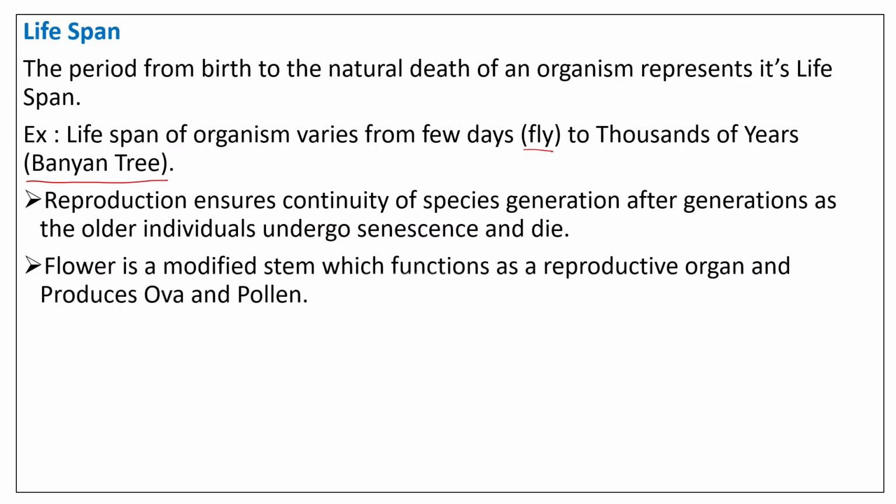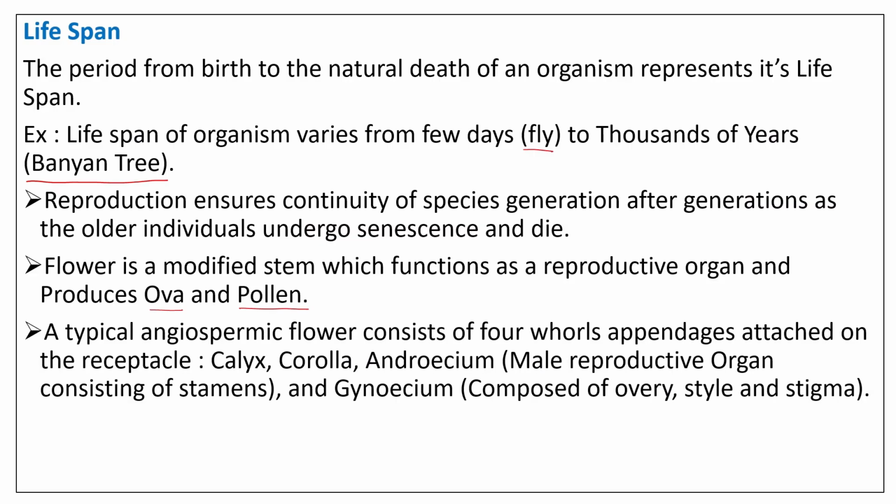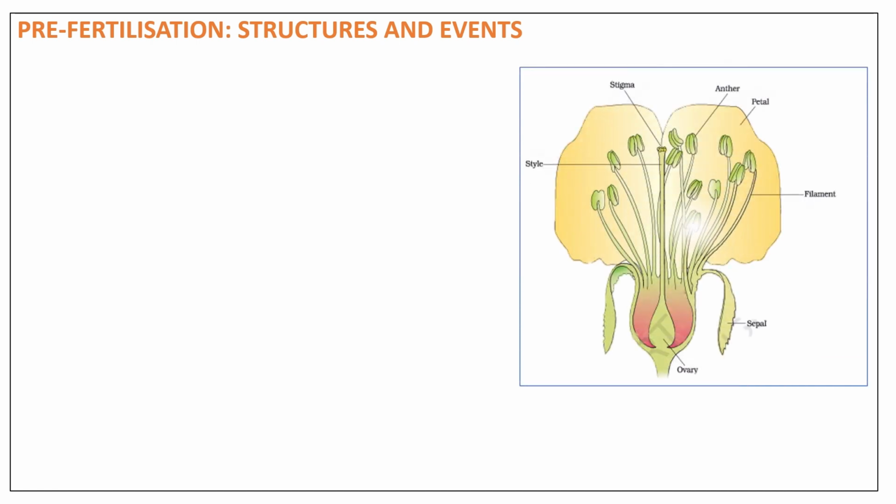A flower is a modified stem which functions as a reproductive organ and produces ova and pollen. A typical angiospermic flower consists of 4 whorls of appendages attached on the receptacle: calyx, corolla, androecium, the male reproductive organ consisting of stamens, and gynoecium, composed of ovary, style and stigma. Flowers are morphological and embryological marvels and the sites of sexual reproduction. In earlier classes, you have read the various parts of a flower.